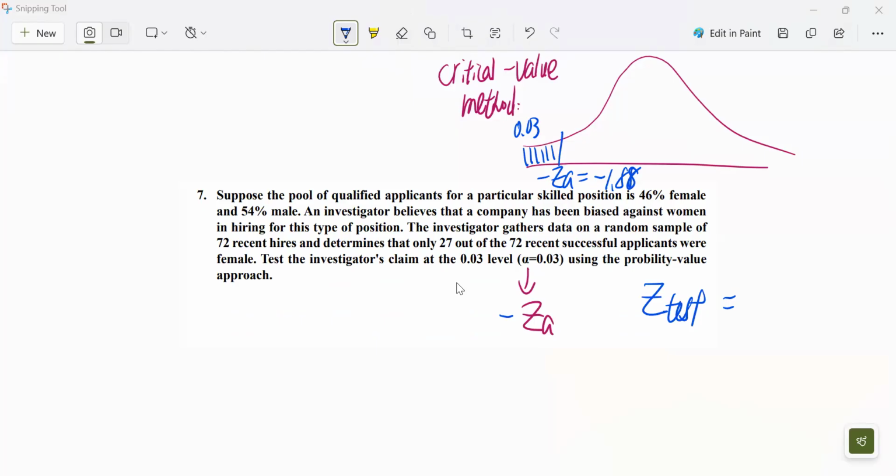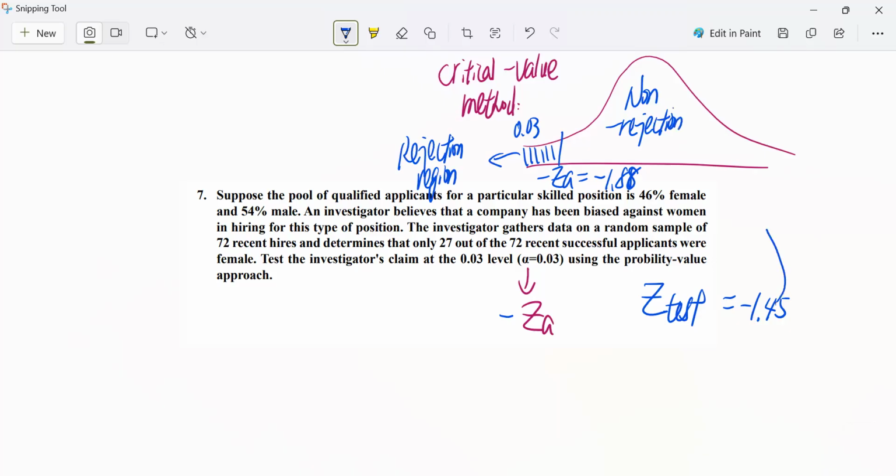It's minus 1.45, right? Minus 1.45. And this is the non-rejection region. This is the rejection region. This is the non-rejection region. Since this one is slightly bigger than this, it actually falls in the non-rejection region. So we fail to reject H0.